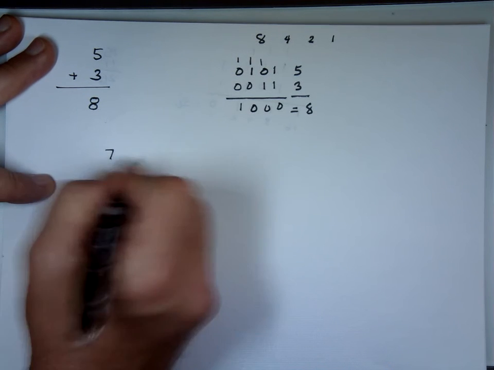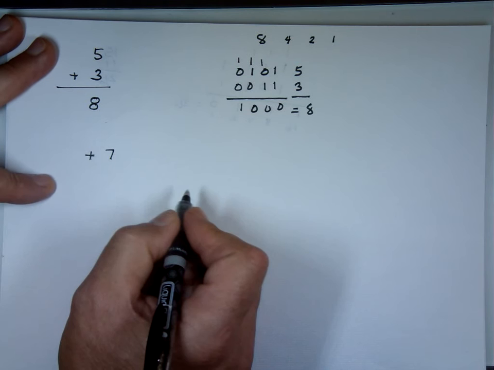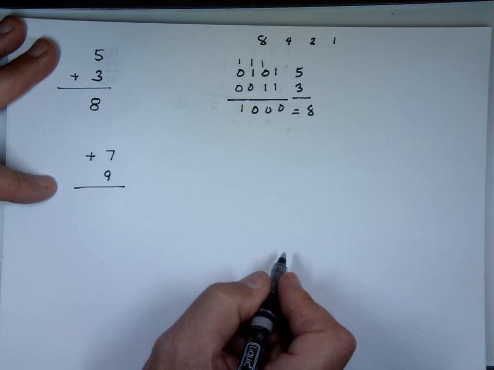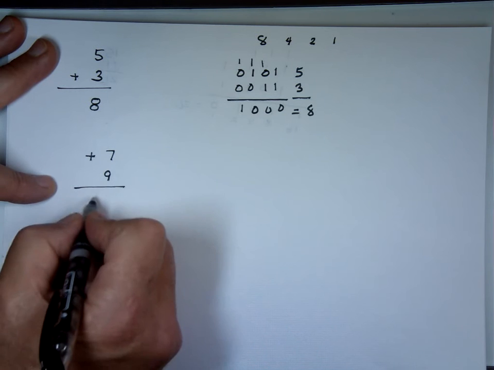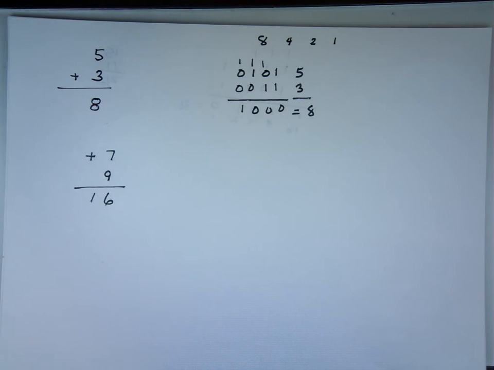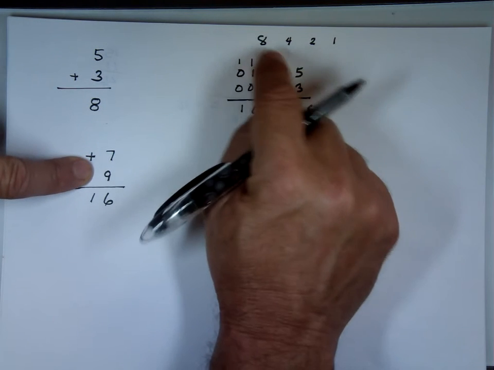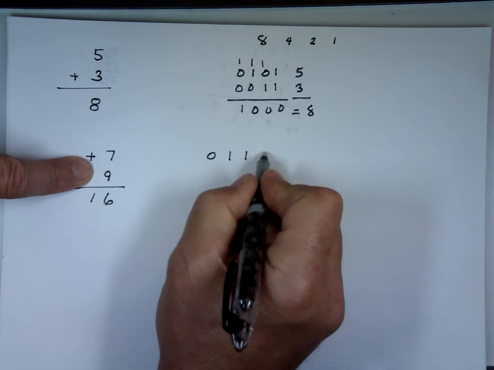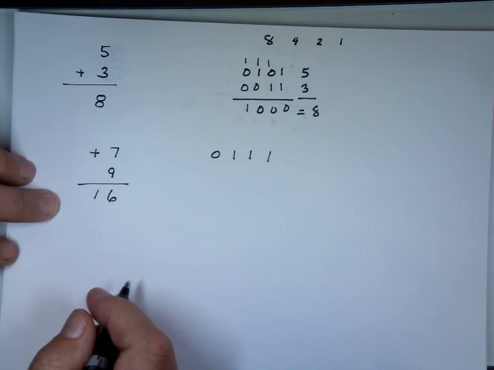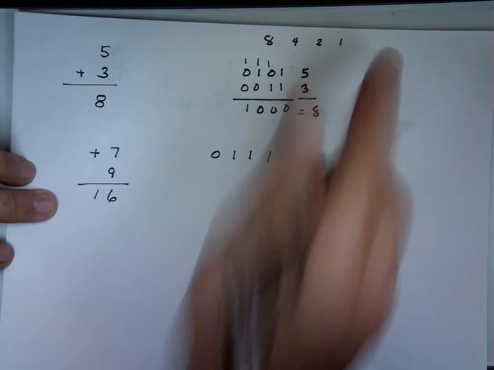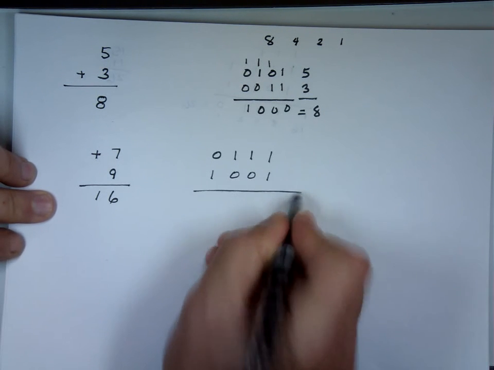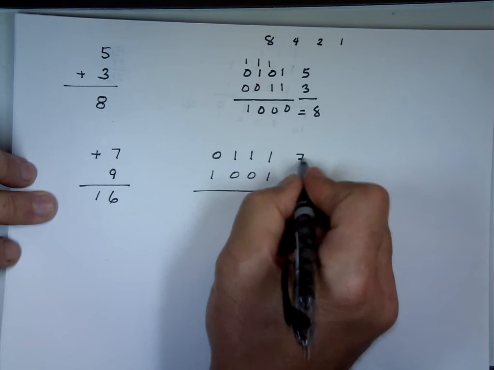Seven plus 9. 7 plus 9 is what? 16. We're going to have a little problem with that. 7 is 0, 1, 1, 1 if I'm using 4-bit. 9 is what? 8 and 1. So this is the 7, that's the 9.